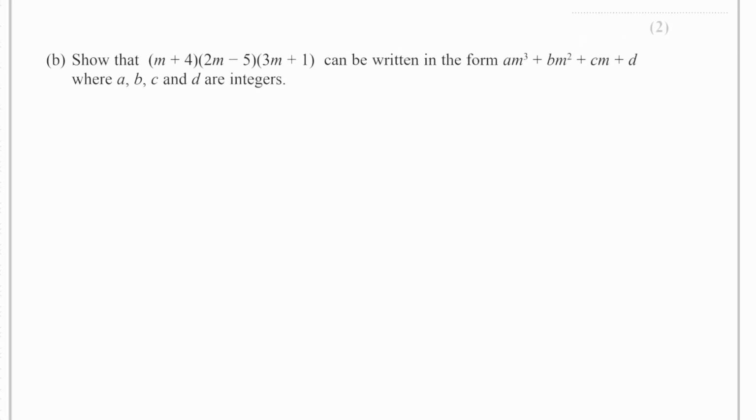Okay, show that (m + 4)(2m - 5)(3m + 1) can be written in the form am cubed plus bm squared plus cm plus d. a, b, c, and d are integers. So basically, we just want to expand this all out. So let's go ahead and do that. So let's do it with the first one. So m multiplied by 2m is going to give you 2m squared. And then m multiplied by minus 5 is going to give you minus 5m. And then 4 multiplied by 2m is going to give you plus 8m.